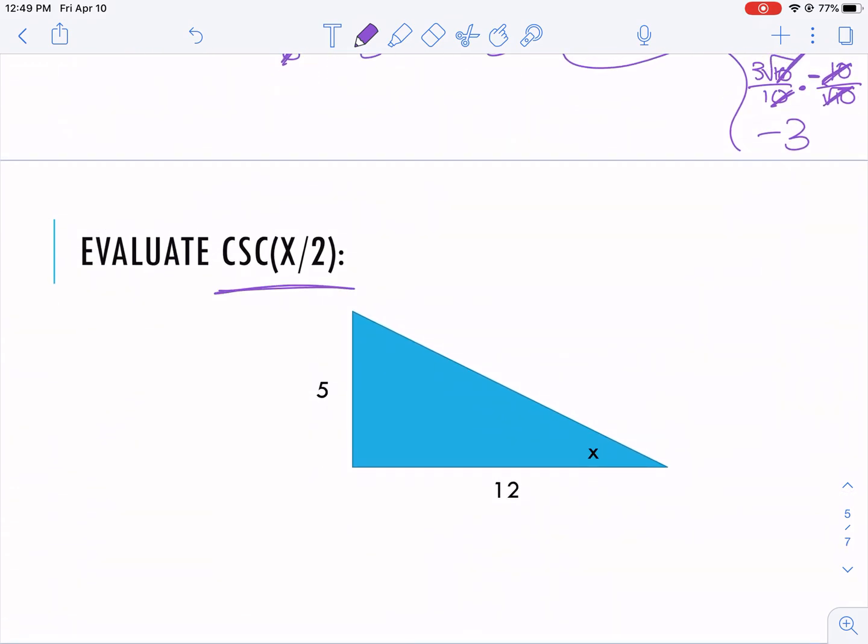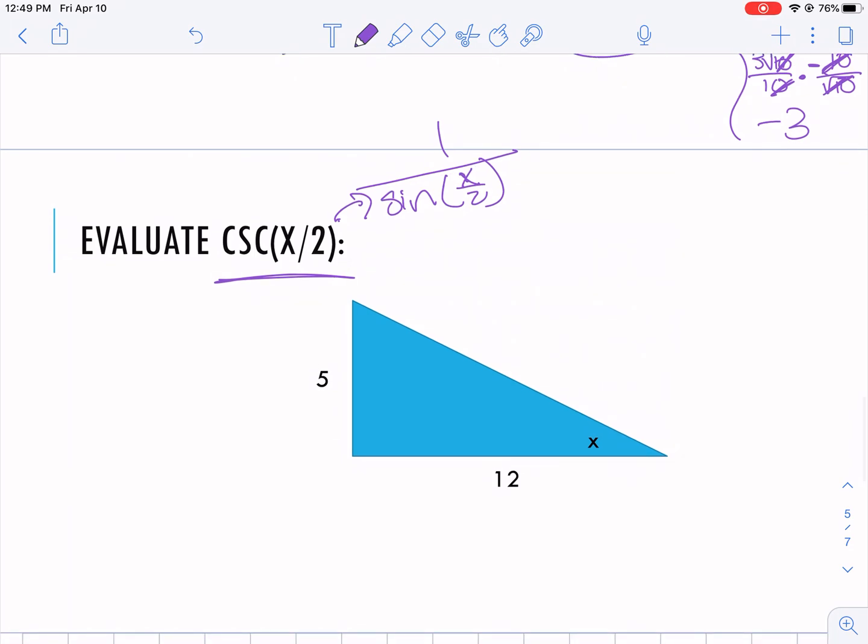All right, and then one last example here. What if I said find the cosecant of the half angle? Well, cosecant is the reciprocal of sine, so we can find the sine of the half angle and then make it the reciprocal, and therefore we can get it. So let's practice that. I need to find the hypotenuse. So 5 squared plus 12 squared is 169. So this is 13.